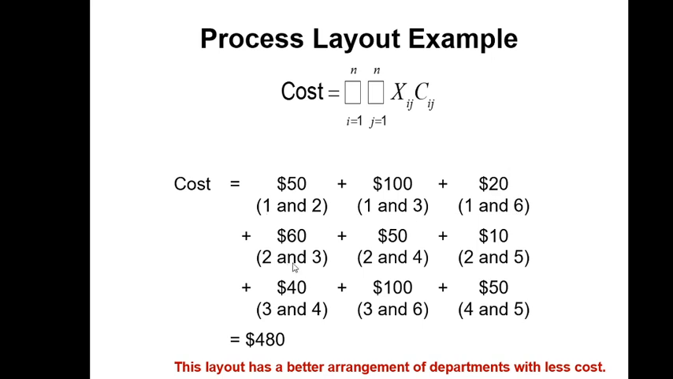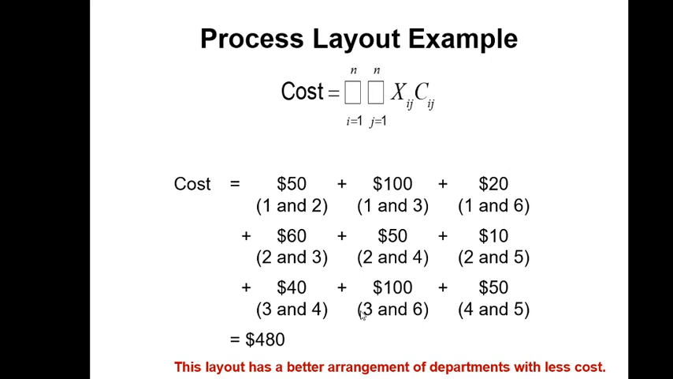From department 2 to department 3, it is 60; this is already multiplied by the cost per load. From department 2 to department 4, $50. From 2 to 5, $10. From 3 to 4, $40. From 3 to 6, $100. And from 4 to 5, $50.